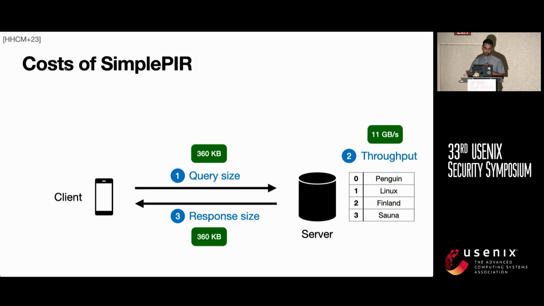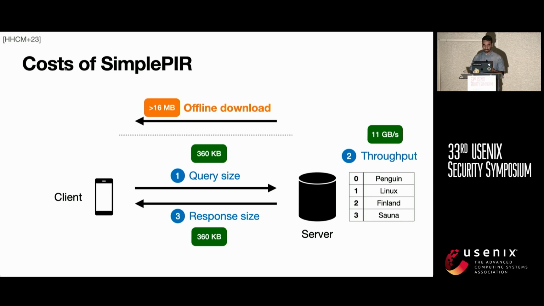So just for reference, for an 8 gigabyte database, these are the costs for Simple-PIR, which is pretty cool. The costs are actually quite low, I think. The query and response sizes are in kilobytes, and the throughput is in gigabytes per second for a single CPU core, which is exciting.